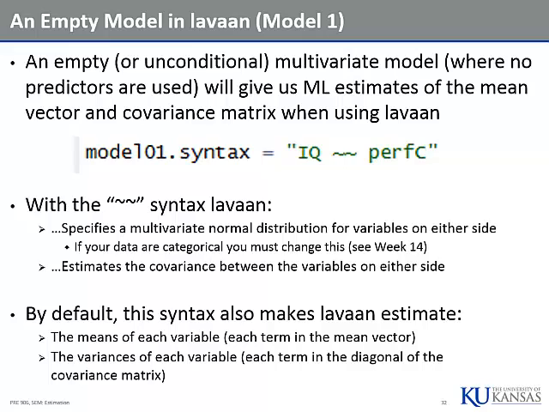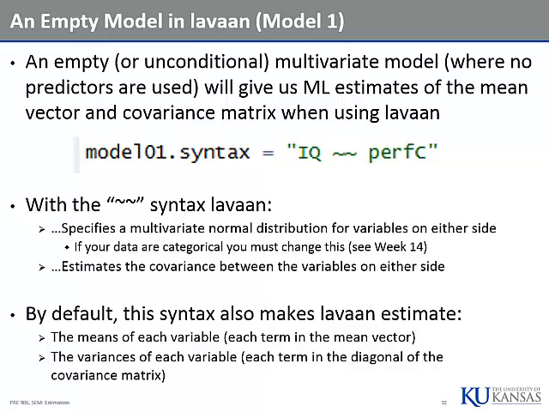Right? So there are 5 unique terms here. 1, mean for IQ, 2, mean for performance, 3, variance for IQ, 4, variance for performance, and 5, covariance. But once we know this one covariance, we just plug it into the top part, right? It's the same. It's a symmetric matrix.